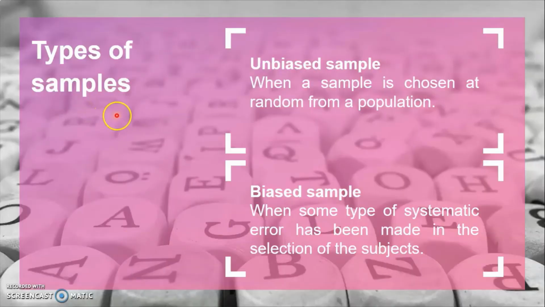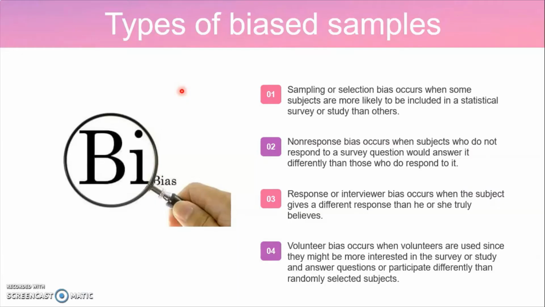There are 2 types of samples. The first one is the unbiased sample. This sample is chosen at random from a population. Conversely, if a sample is selected incorrectly, it may be a biased sample. So, when some type of systematic error has been made in the selection of the subjects, then the sample is biased. Moreover, there are several types of biased samples.